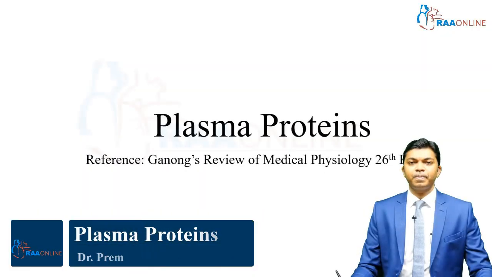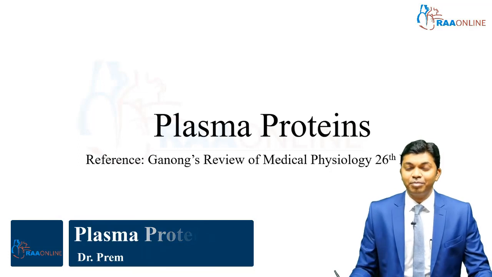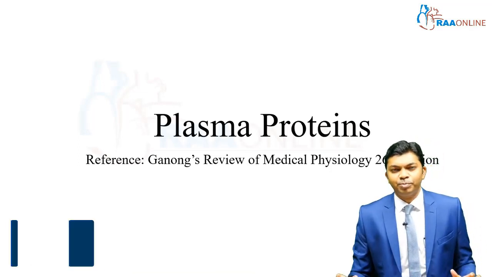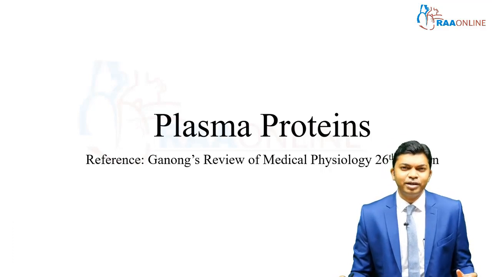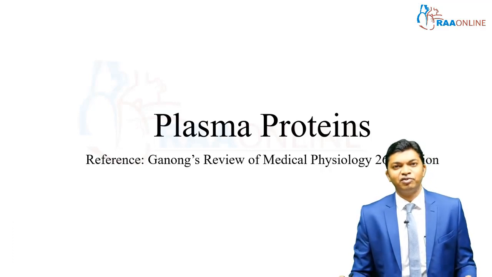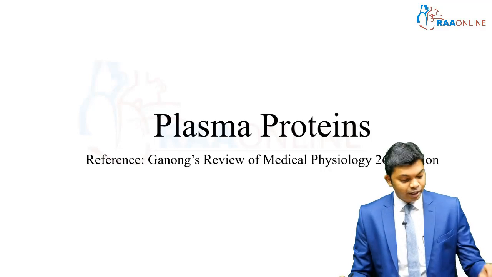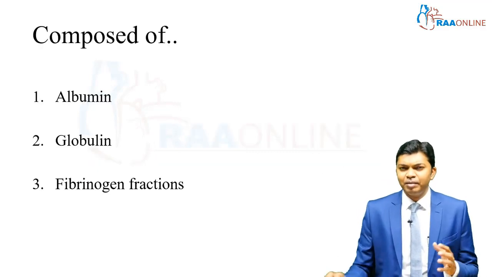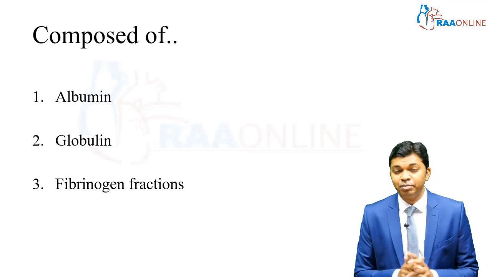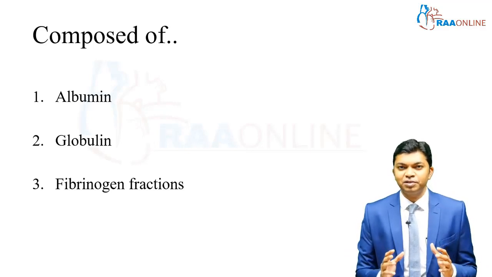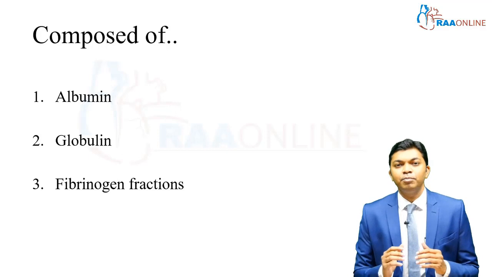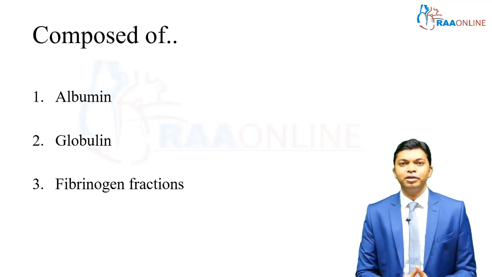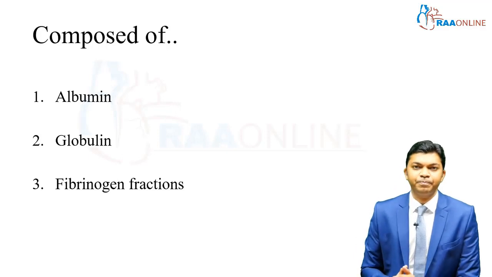Hello students, let us take up plasma proteins. Not a very tough topic, but quite an essential component of blood. Now when it comes to plasma proteins, doctors, we have plenty and plenty of plasma proteins, but still our textbooks emphasize mostly about three proteins: albumin, globulin as well as fibrinogen.